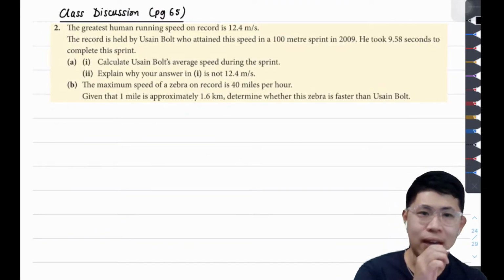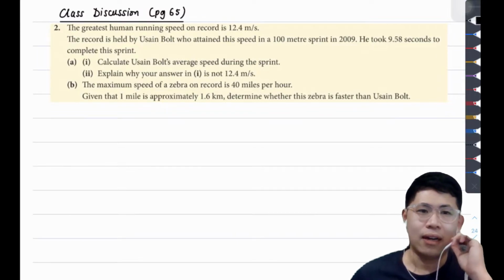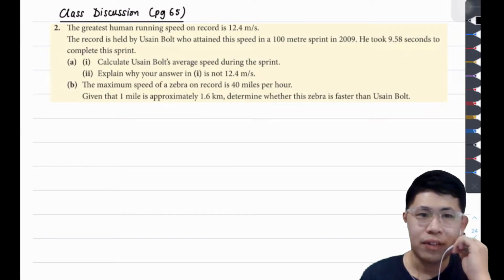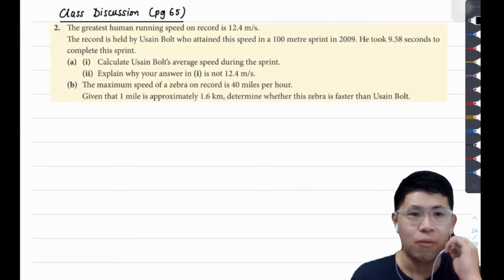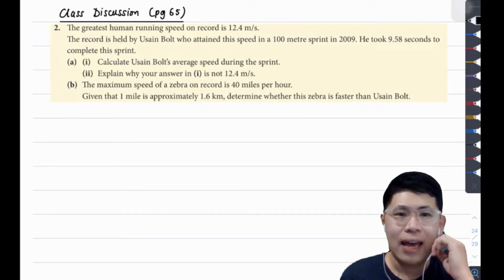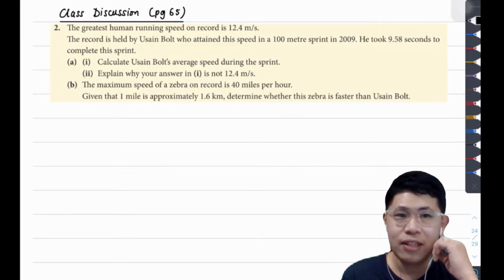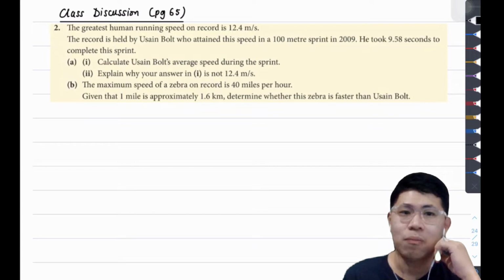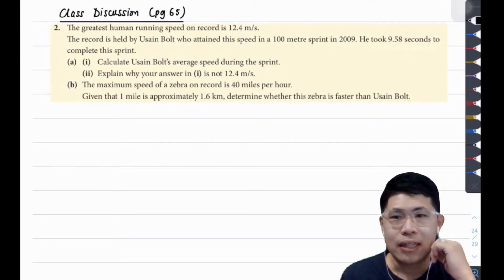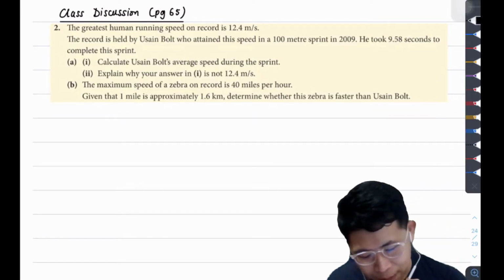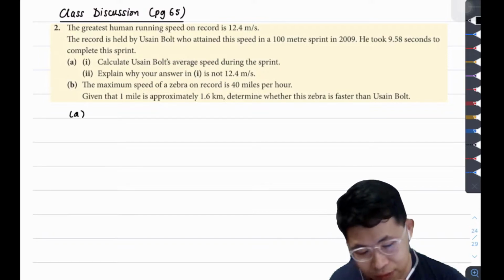And now let's take a look at the second question over here in page 65 as well. So the greatest human running speed on record is 12.4 meters per second. The record is held by this person called Usain Bolt, who attained this speed in a 100-meter sprint in 2009, and he took 9.58 seconds to complete this sprint. So the question asks us to calculate Usain Bolt's average speed during the sprint and explain why the answer is not 12.4. All right, sure. So we have some kind of difference over here.